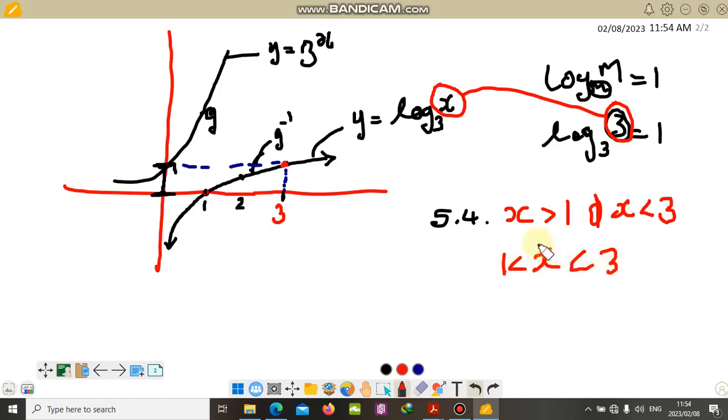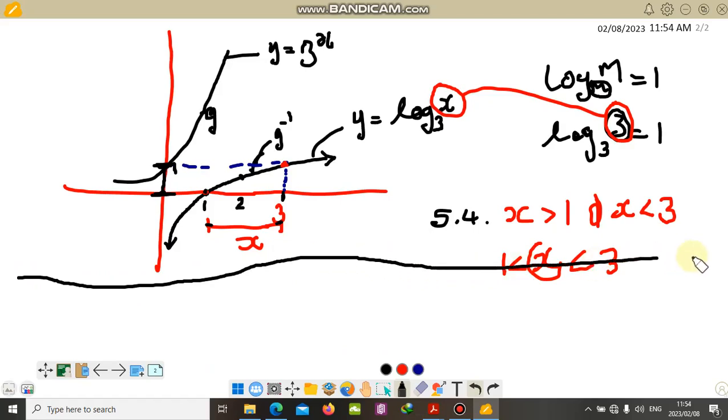So for any value of x in that range, y is positive, greater than 0 and less than 1. That is what is being asked. Of course, there are other ways, guys. This is the easiest. Okay.